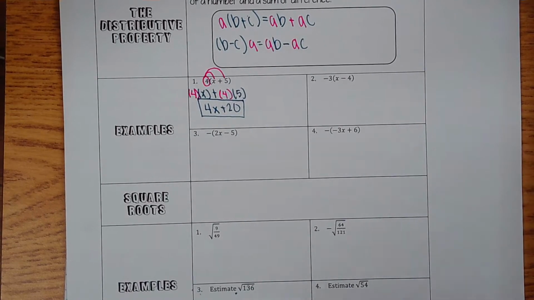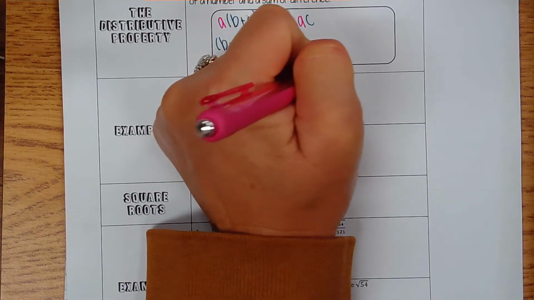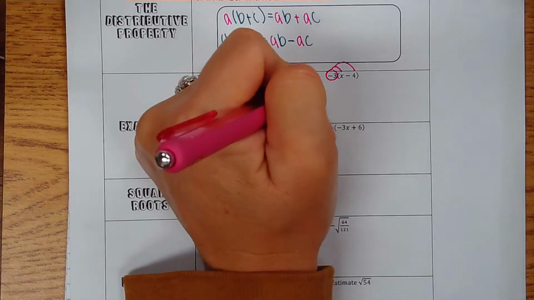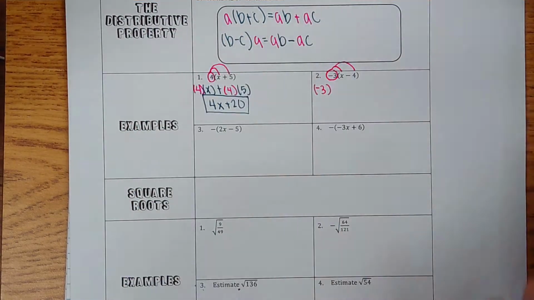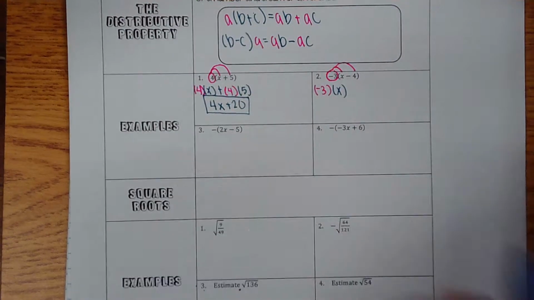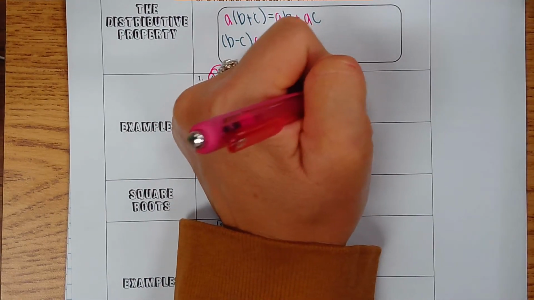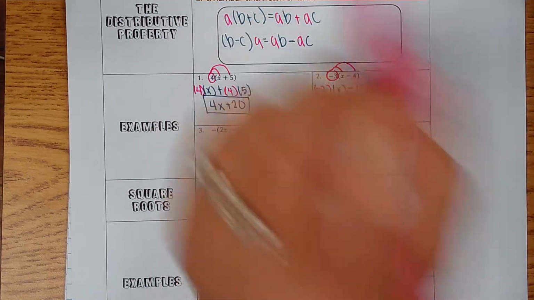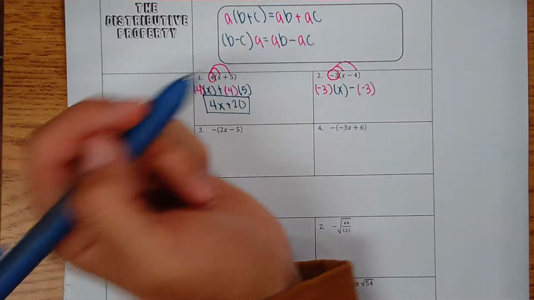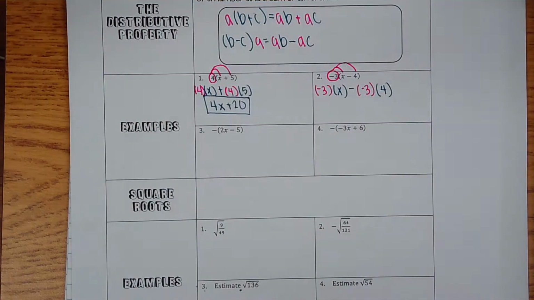All right, hopefully you paused me and gave it a shot. I'm going to take this -3 and distribute it to each of these terms. So I'm going to have a -3 times x minus a -3 times 4.